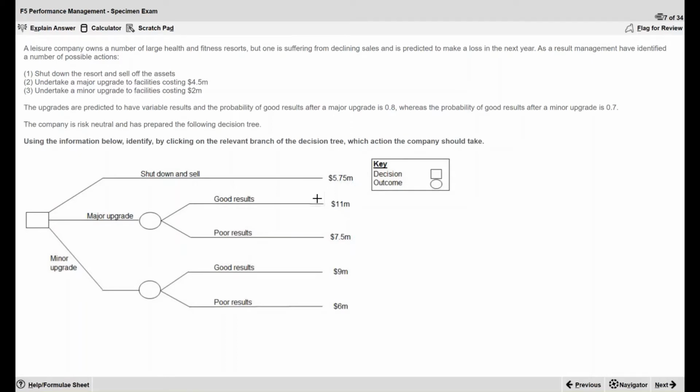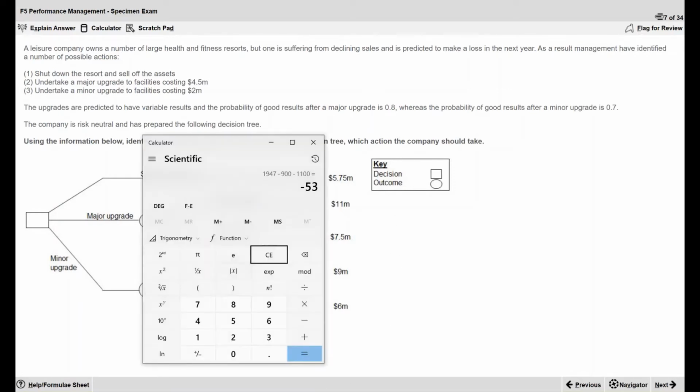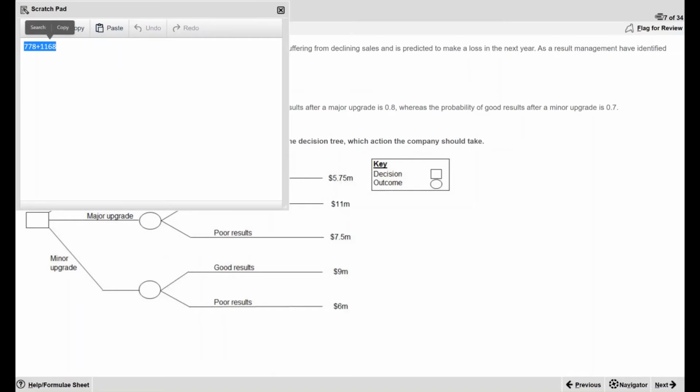Let's look at the value of this one. It is said here that the probability of good results after major upgrade is 80%. So good has 80% chance. What is remaining is poor. So we have 2 things. Remember, the total of all probabilities should be 1 or 100%. If good is 80%, that means poor would be 20%. So if we have 11 million and multiply that by 80%, it will give us 8.80. I always forget figures, so I'll write it here. 8.80.